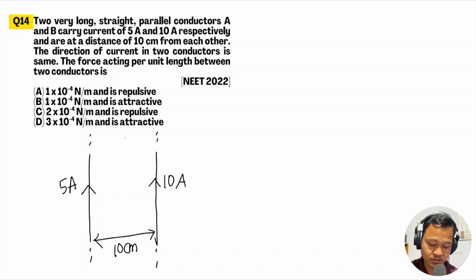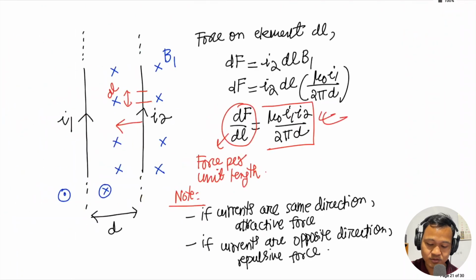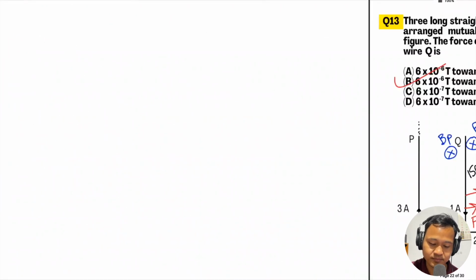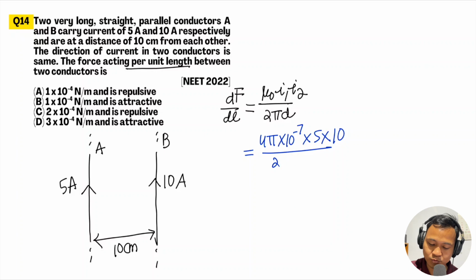So wire A and B. The force acting per unit length. This is a direct question, and the formula is force per unit length equals mu naught into I1 I2 by 2 pi d. So putting in the values, mu naught is 4 pi into 10 power minus 7, into I1 which is 5, I2 which is 10, divided by 2 pi into the separation of 10 centimeter.